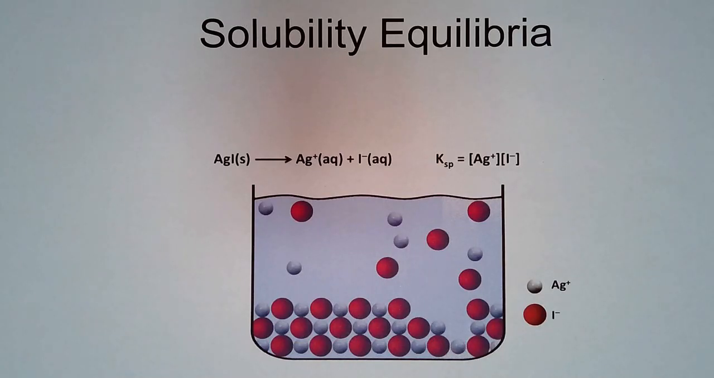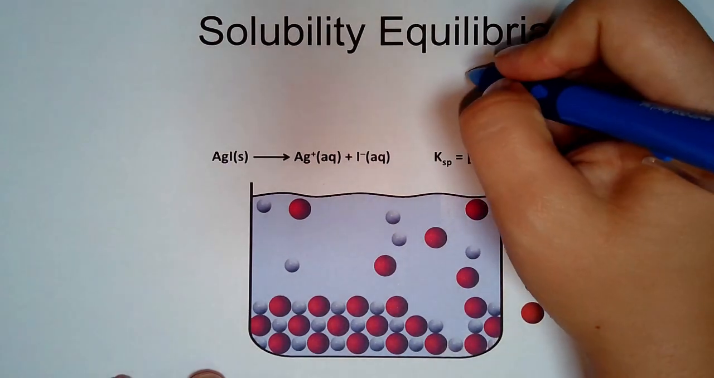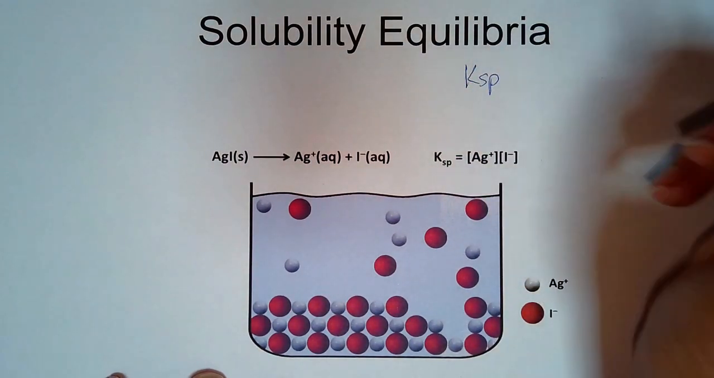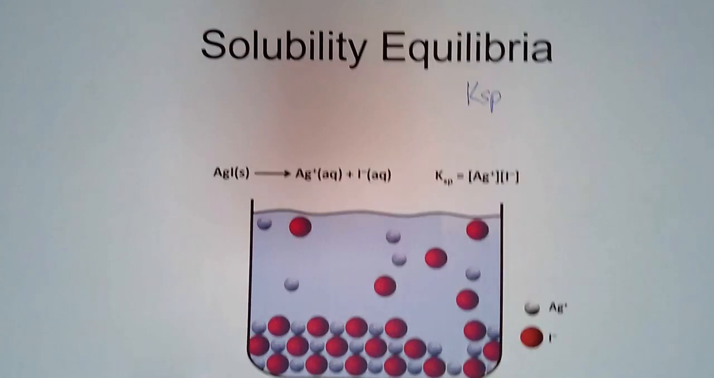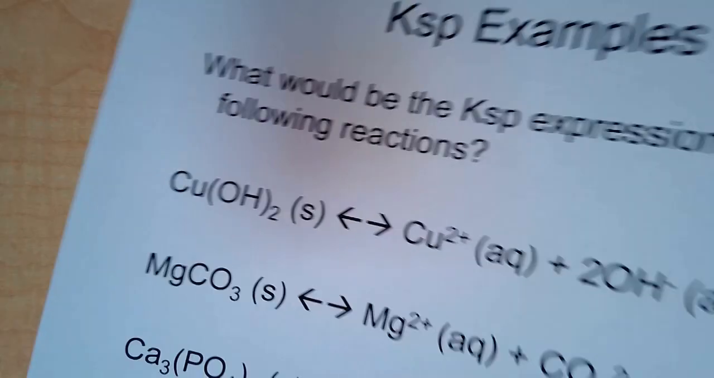For the solubility equilibria, we have a few calculations we can do. Solubility equilibria is referring to the KSP, which is our equilibrium expression for slightly soluble compounds. The first thing we want to look at is writing our expressions, which hopefully you'd be familiar with because it follows the same rules that we talked about before for writing KEQ.